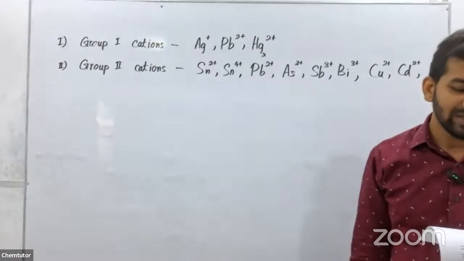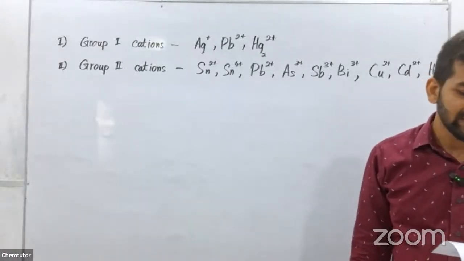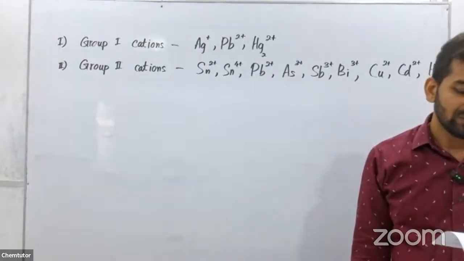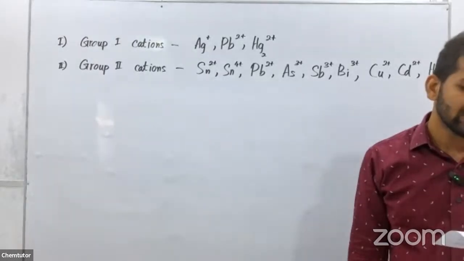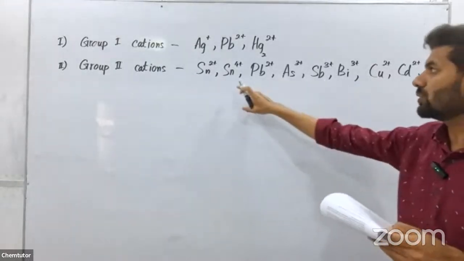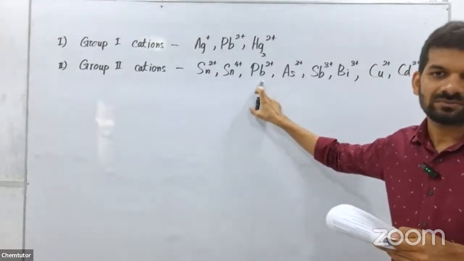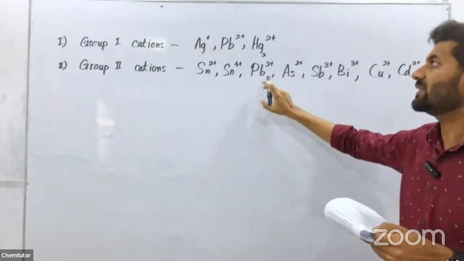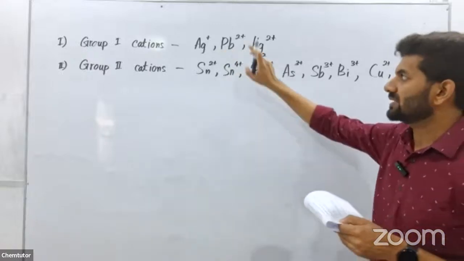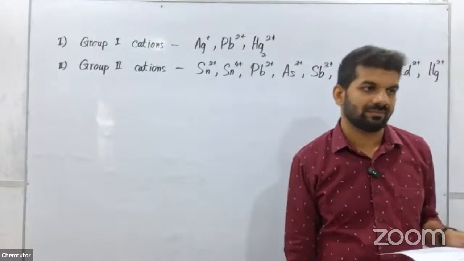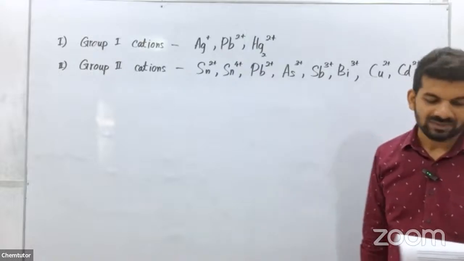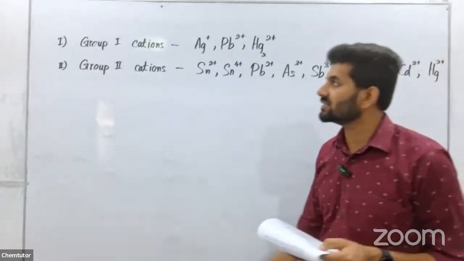Even so, the solubility of lead chloride is sufficiently high for an appreciable concentration of lead ion to remain in the solution. That's why most of the lead 2+ ions will get precipitated in group 2 analysis as well. That means Pb2+ will be precipitated in group 1 as well as in group 2, because the solubility of lead chloride is sufficiently higher than the others. Is it clear? So that is group 1 analysis. The reagent is dilute hydrochloric acid.